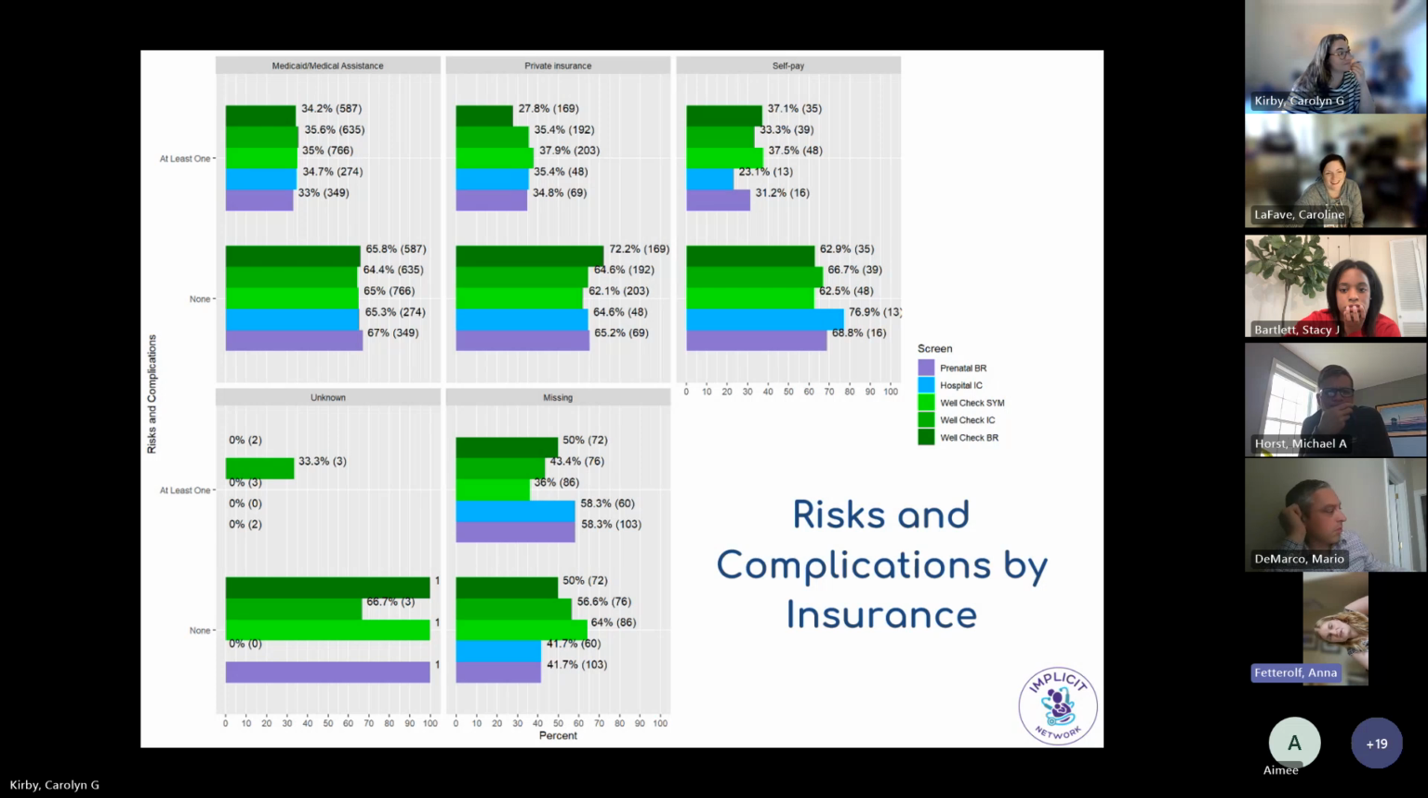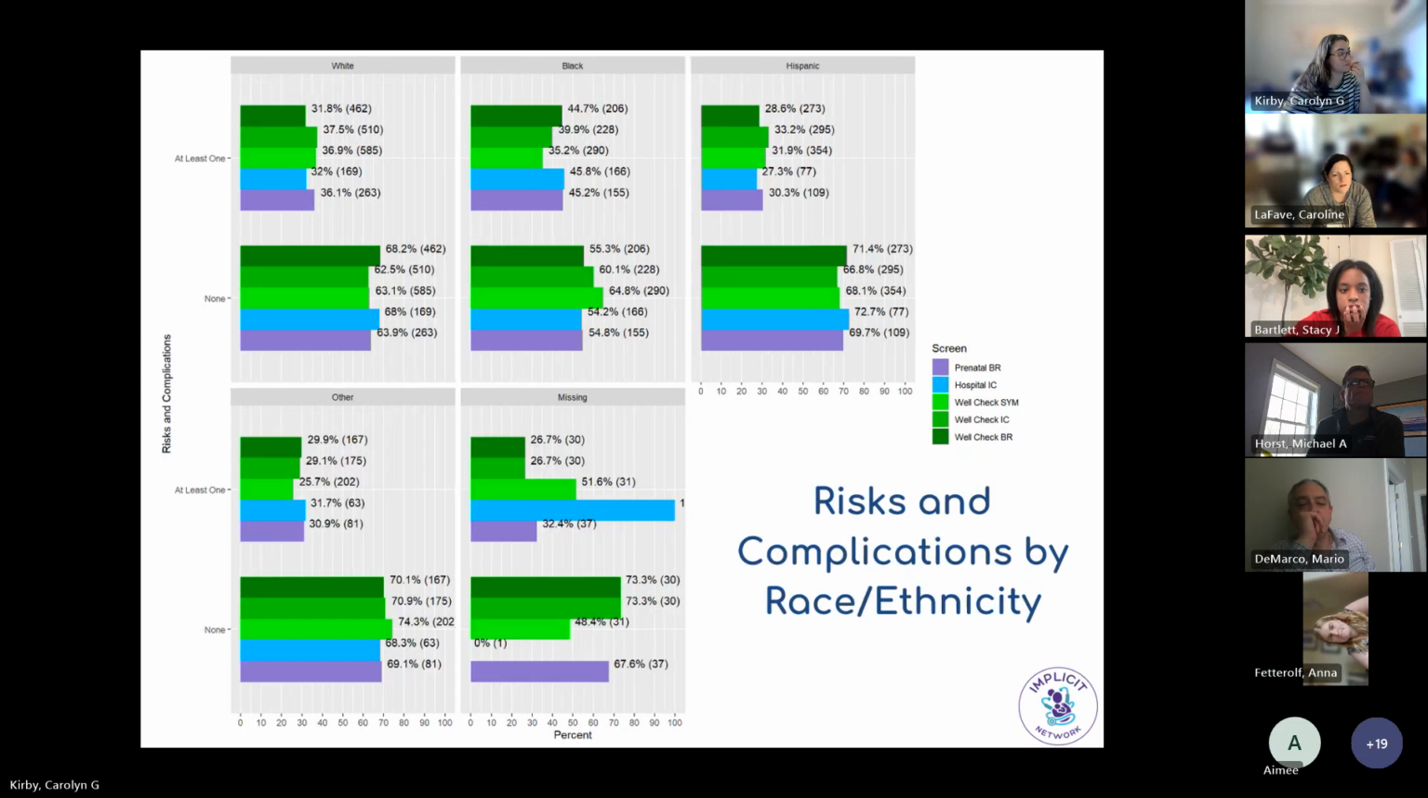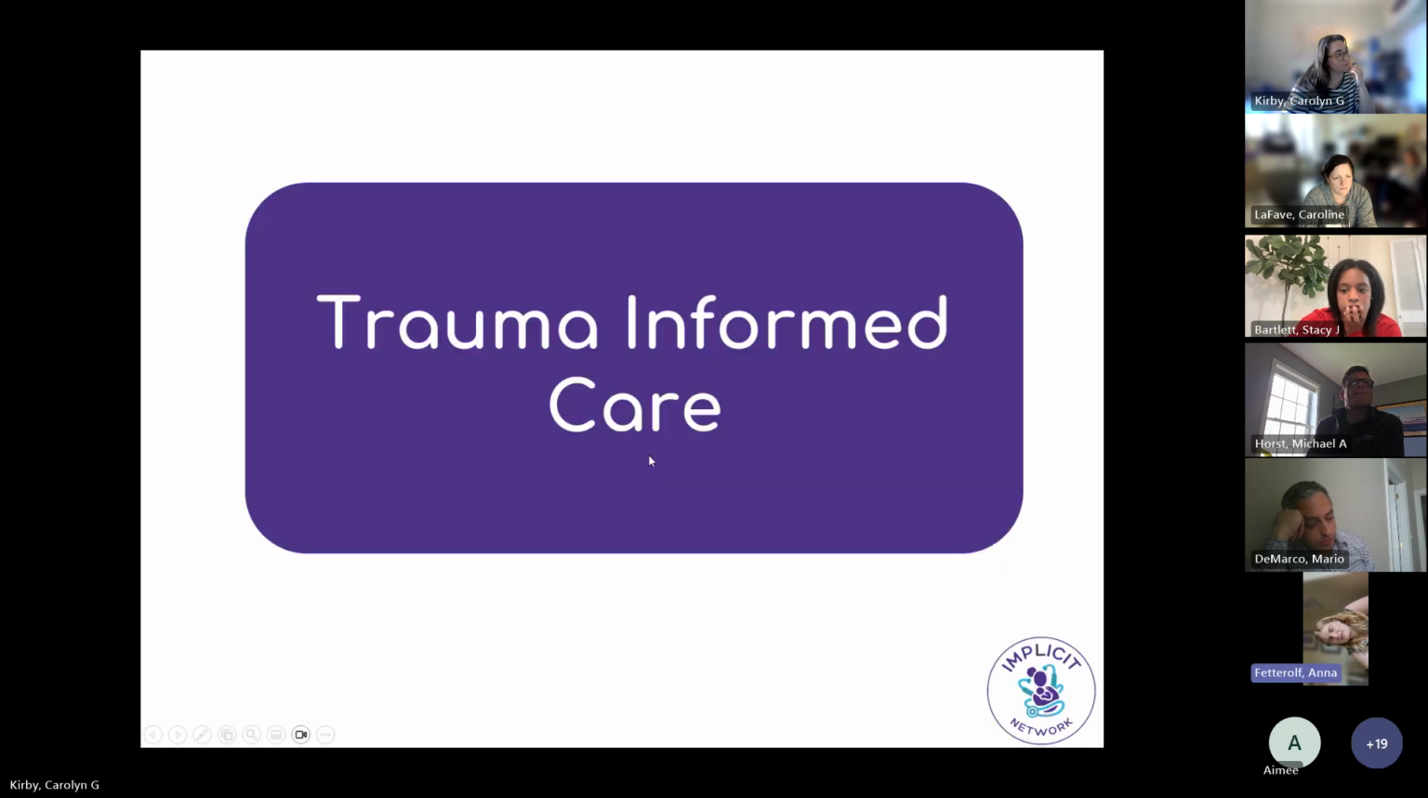And this is broken down by insurance. So you can look at the breakdown of those who screen positive for at least one risk factor in that screening and what type of insurance status they had. Next slide. And then this is a similar thing, but instead of insurance status, this is looking at it by race and ethnicity. I think that may be the last slide.